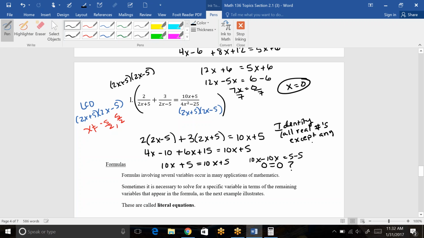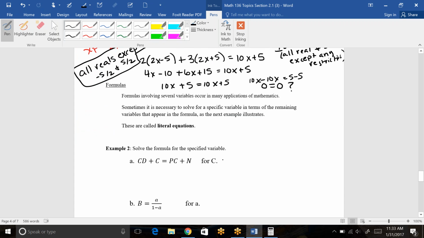any restrictions, because you still have to realize that this part right here is part of an original problem that had fractions with denominators with variables. So this would be all reals except negative 5/2 and 5/2. And all real numbers just means the entire number line, except anything that makes zeros in your denominator. So that's why those have to be written that way. If you write all real numbers, it is technically wrong because you would be including the two restricted values.